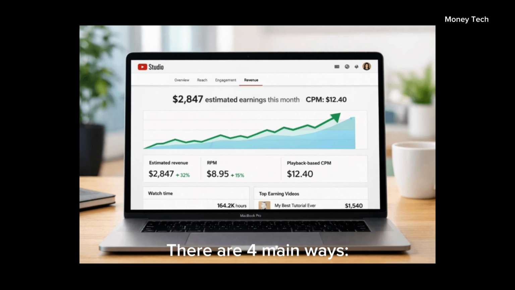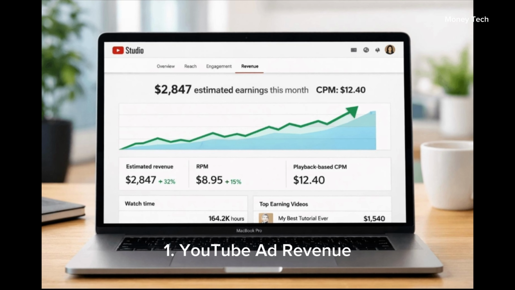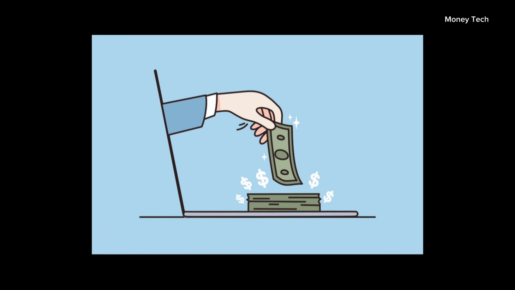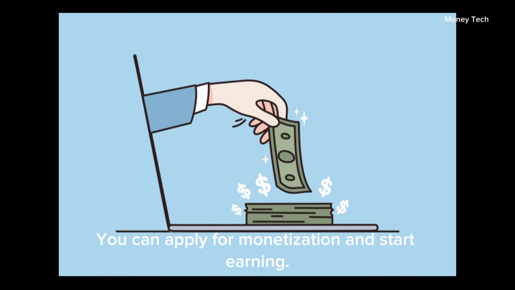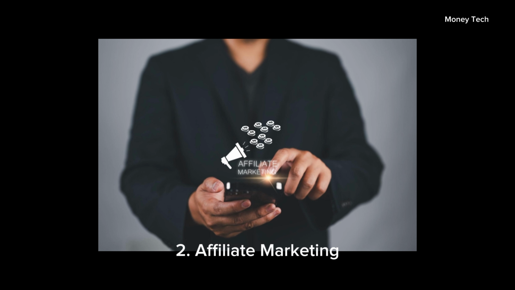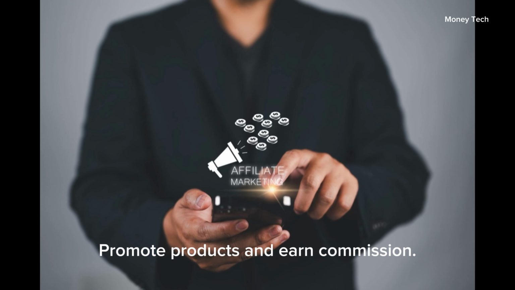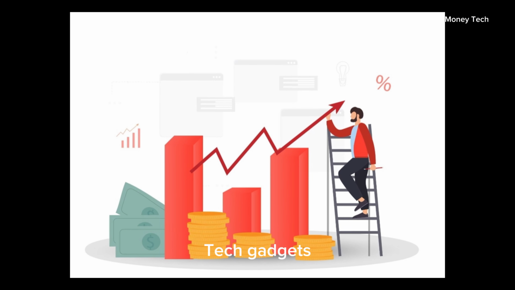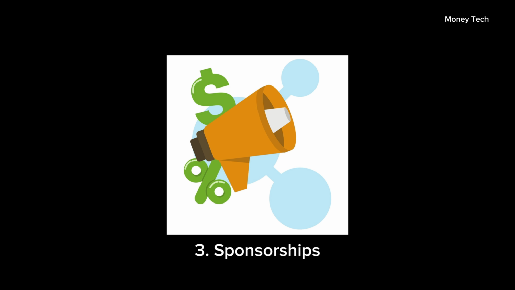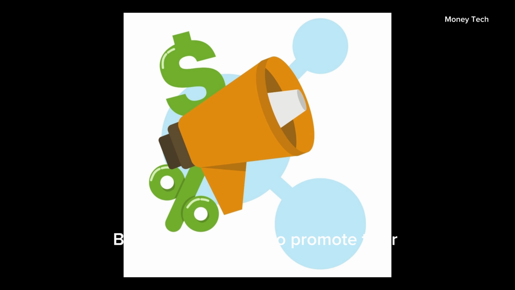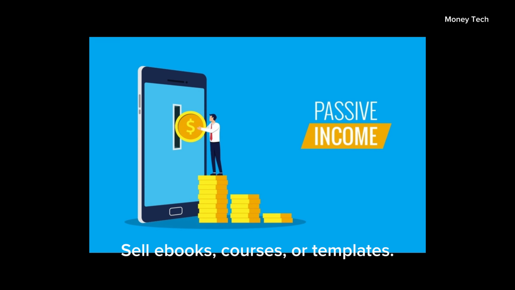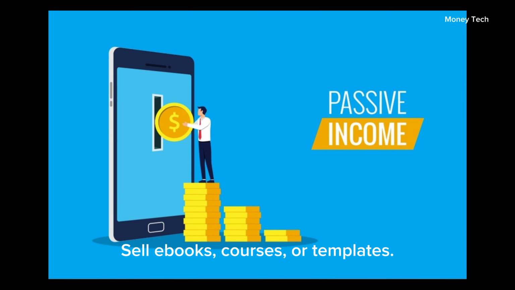How you make money? There are 4 main ways. 1. YouTube ad revenue. Once your channel gets 1,000 subscribers, 4,000 watch hours, you can apply for monetization and start earning. 2. Affiliate marketing. Promote products and earn commission. Example: tech gadgets, finance apps, online tools. 3. Sponsorships. Brands will pay you to promote their products. 4. Digital products. Sell ebooks, courses, or templates.